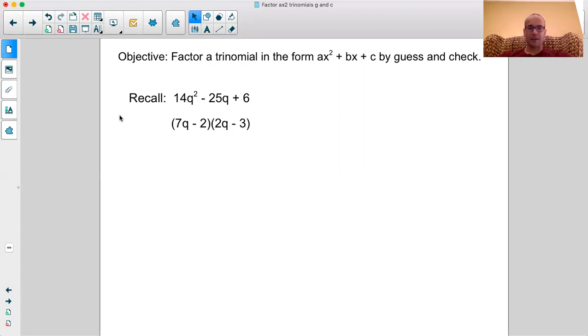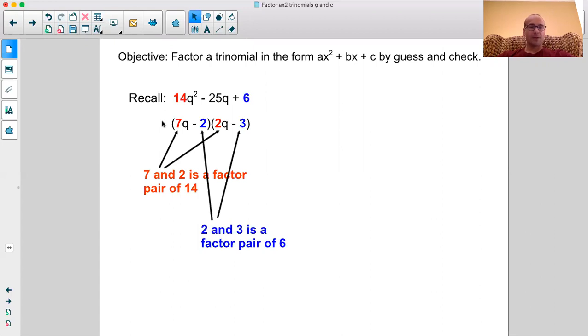And I hope you did some things like this, like you noticed maybe the 7q and 2q are exactly what you would hope to see, or at least one of a few that you would hope to see if you're going to try to create this first term 14q squared. Similarly, the 2 and the 3, if you think about trying to multiply from this binomial times binomial up to here, you would expect to see some numbers that multiply to 6 here and here, maybe 2 and 3, maybe 1 and 6. Let's talk a little bit about the negatives.